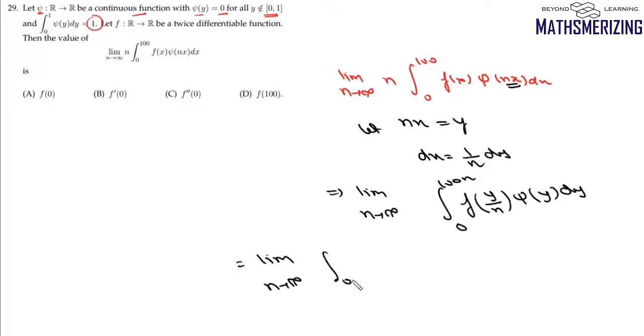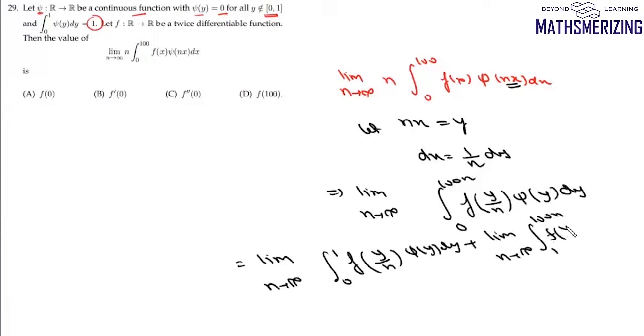Now we can write this as limit n tends to infinite from 0 to 1 f(y/n) psi(y) dy plus limit n tends to infinite from 1 to 100n f(y/n) psi(y) dy. Now when y doesn't lie between 0 and 1, psi(y) is 0. So this function is 0. So this limit will simply be 0.